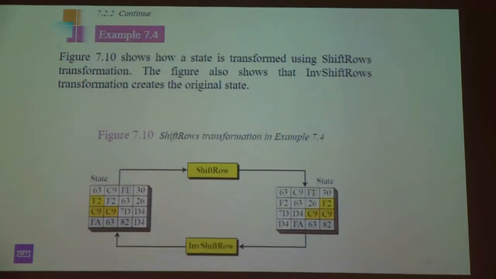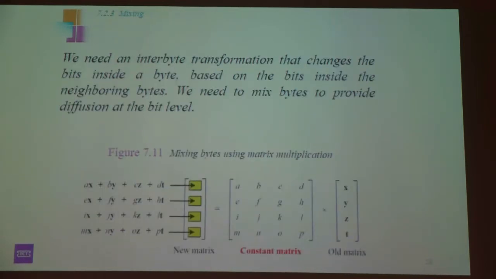Then after that, what we have, for example in here, okay? So if you have this as the starting state, when you shift, the first row, do you shift? No. The second row, how many times do you shift? One. So the F2 was shifted and came in here. And the third row twice, and the fourth row three times. Simple, okay?